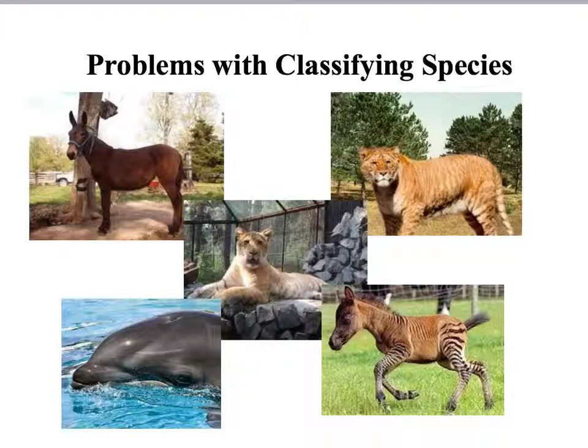And we must remember that classification is not always so straightforward. Some closely related species can breed to produce hybrid species, like the examples in the pictures. These pictures show us 5 examples of hybrid species: a mule, a liger, a tigon, a wolfin, and a zonkey.